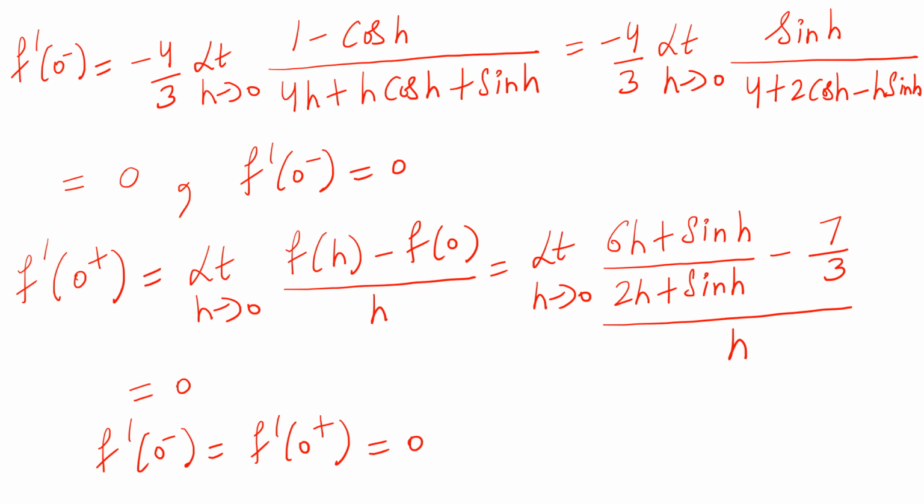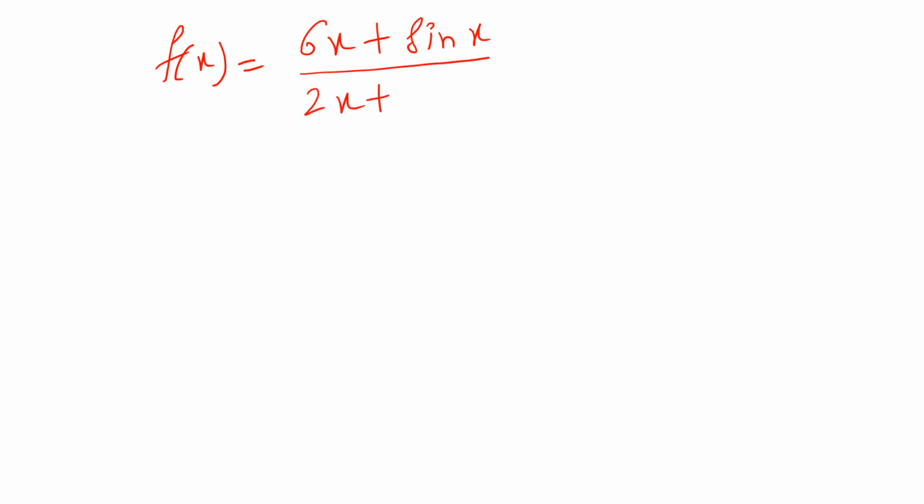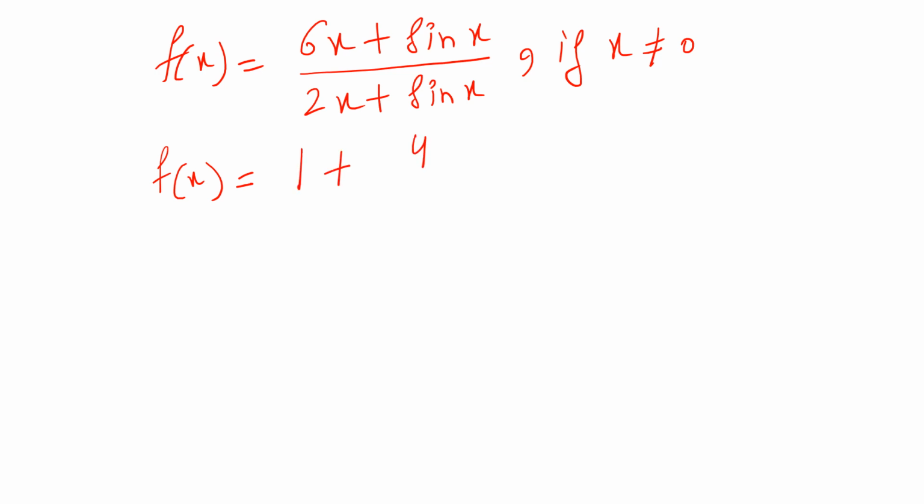Now students, we move further. Now students, f of x is equal to 6x plus sin x whole divided by 2x plus sin x when x is not equal to 0. Now the numerator can be written as 4x plus 2x plus sin x. So this means f of x is equal to 1 plus 4x divided upon 2x plus sin x when x is not equal to 0.